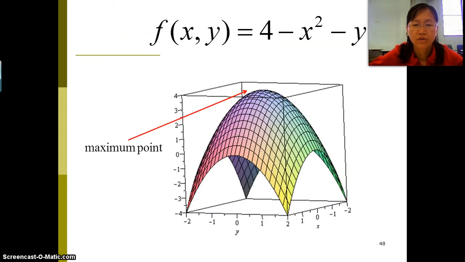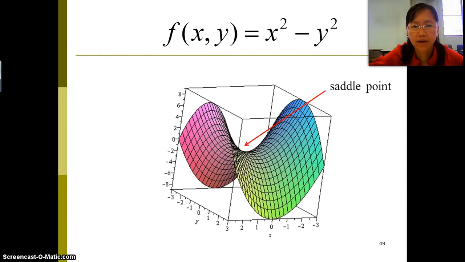Okay, so we have a multivariable function, 4 minus x squared minus y squared. From the graph, we will know that there is a maximum point. So what is the actual value of the maximum point for this function?